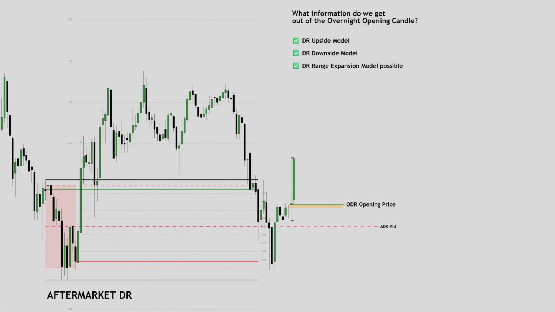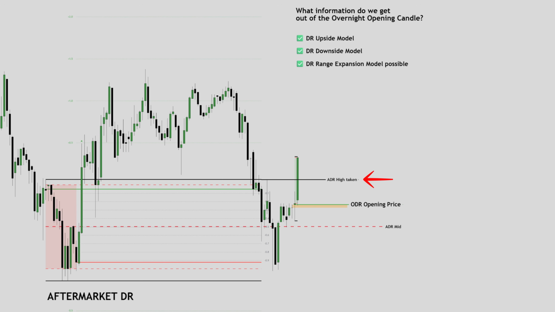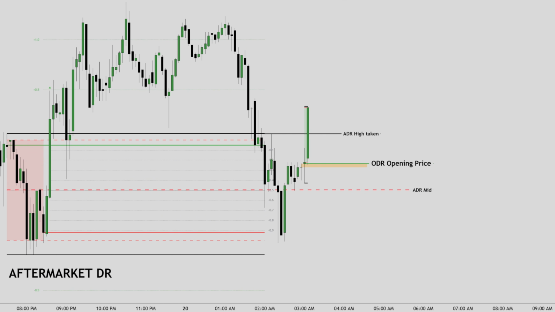And immediately after, the next 5-minute candle breaches the aftermarket high. What does that tell you? The upside model remains intact, the downside model is off the table, and the probability of a range expansion model rises. Price pushes higher, leaving another volume imbalance.